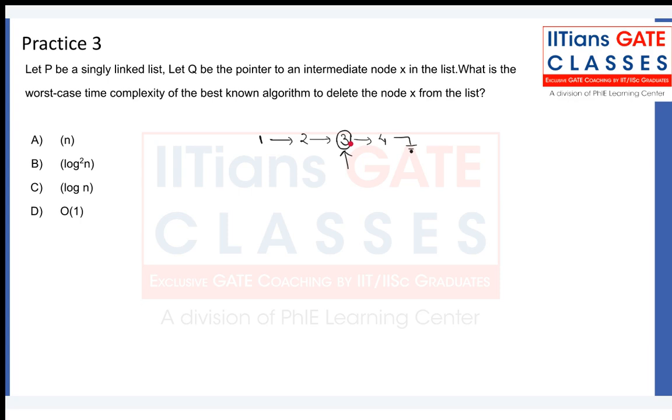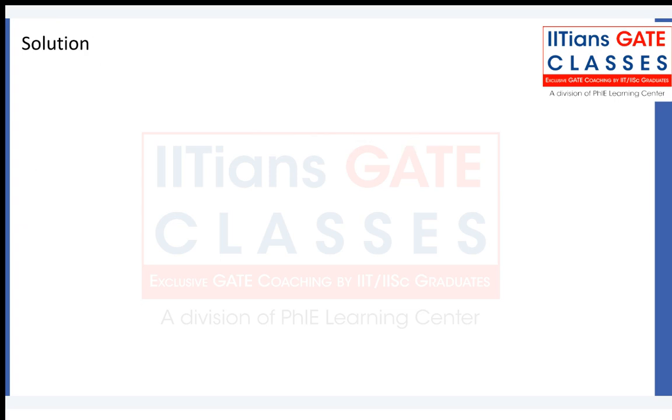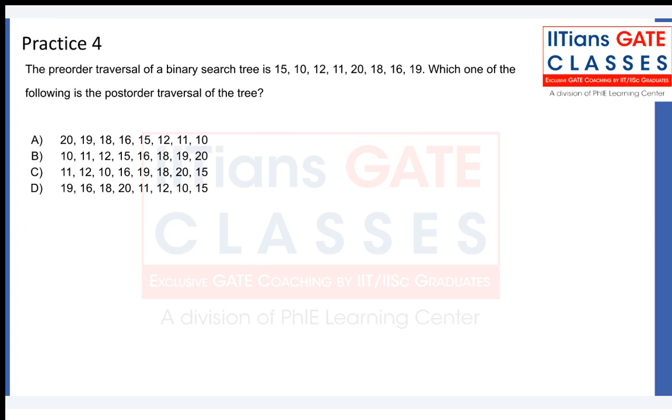See, I have access to the next node. First what I will do is copy the value 4 over here. And then I will delete this node. And how many steps do you need? Okay. Okay. Check this out.